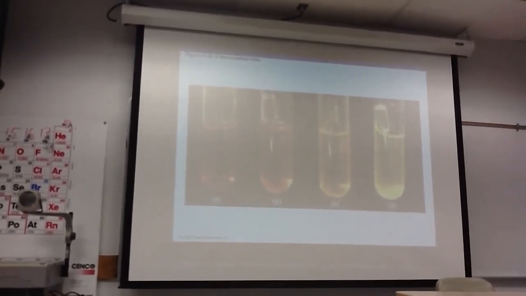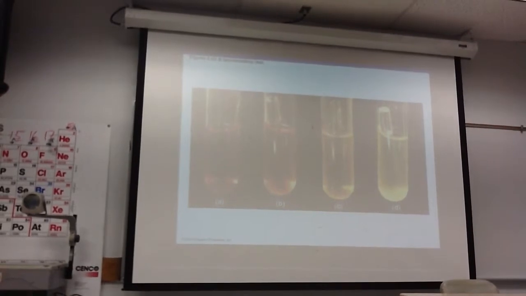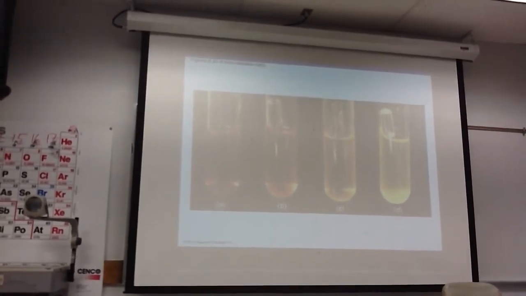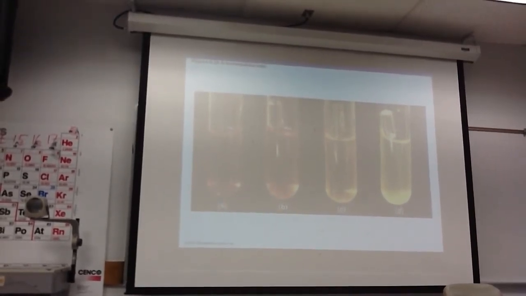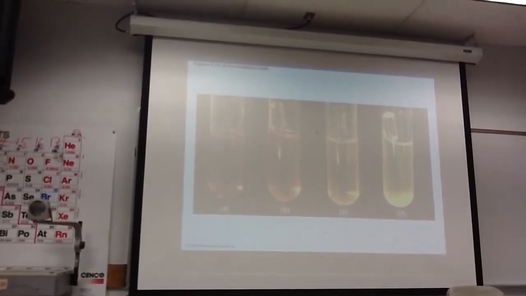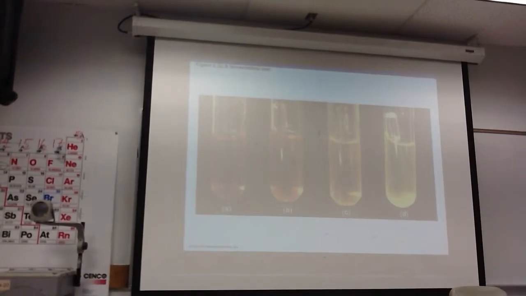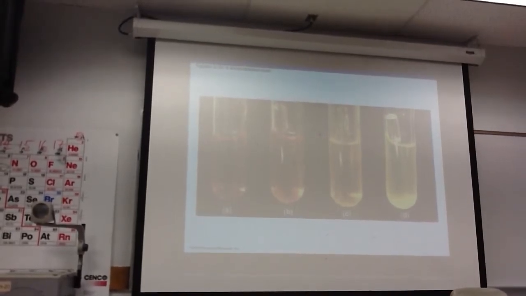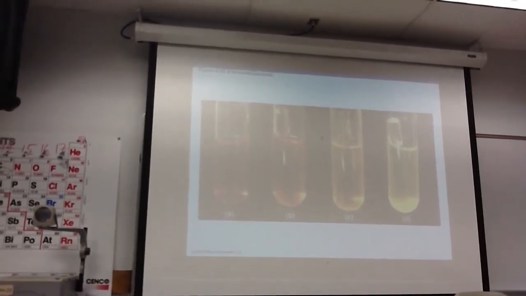So what's going to happen if your bacteria can use the sugar and ferment it? It'll make acid. With that acid production, the pH indicator will change from red to yellow, which is what you see in D. B is partial.